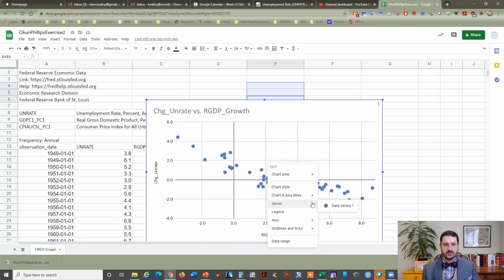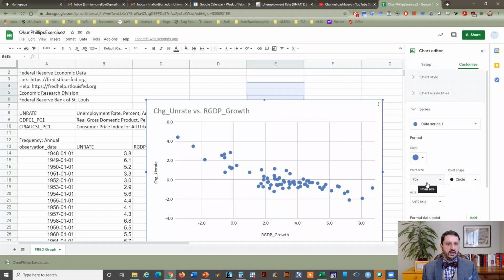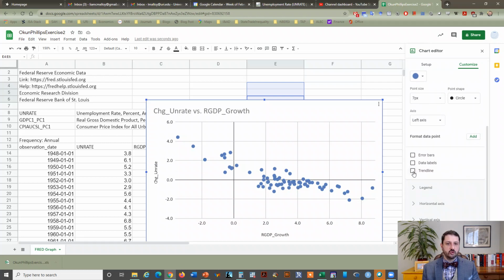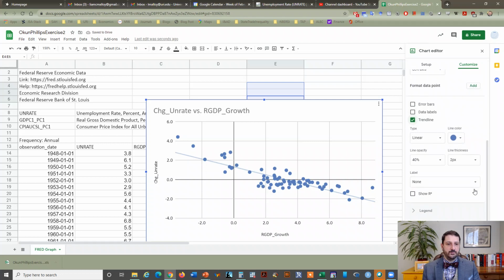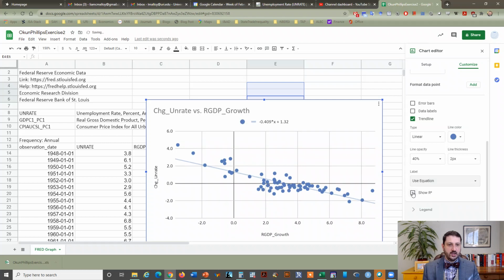Now what we want to do is go to Series and put in a trend line. The trend line is going to be the line that best fits this data. So if we click trend line, that's going to give us the line that best fits the data. And by best fits, what we mean is that it's going to minimize the square of the distance between the actual points and the line. And for the label, we can use the equation and we can show R squared.